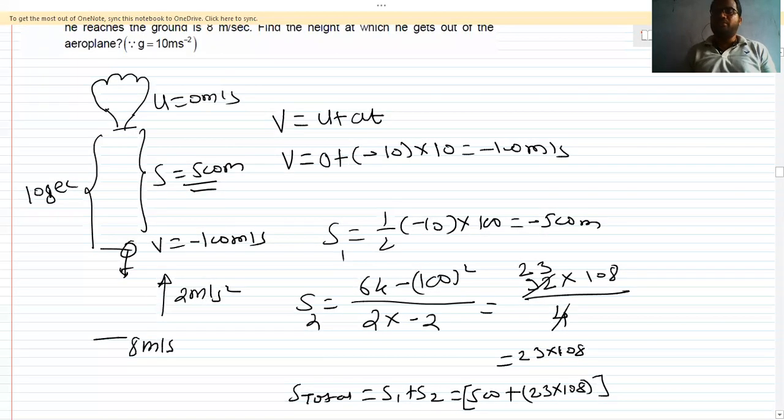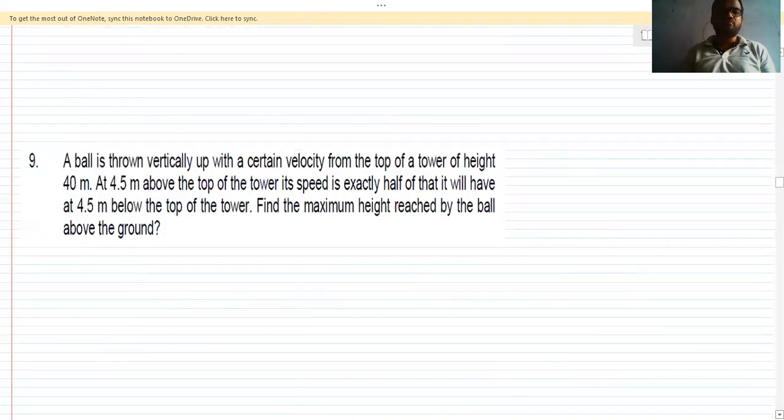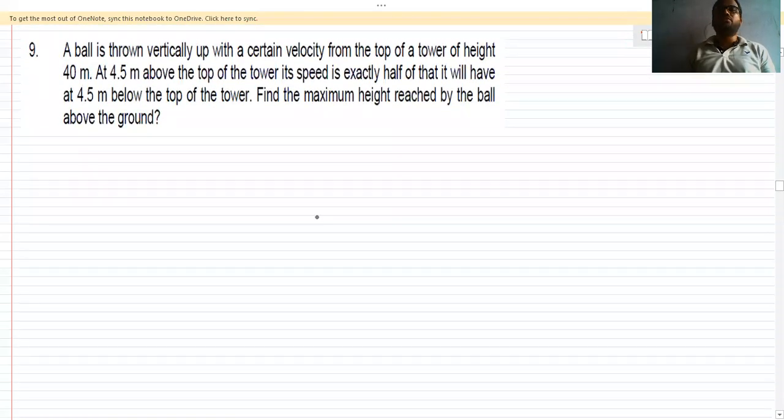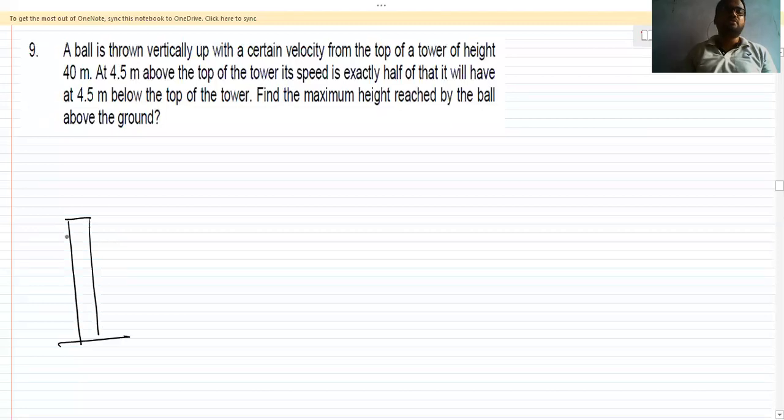So we have the ninth question. A ball is thrown vertically up with a certain velocity from the top of a tower of height 40 meter. At 4.5 meter above the top of the tower, its speed is exactly half of that it will have at 4.5 meter below the top of the tower. So find the maximum height reached by the ball from the ground. We want from the ground, what is the height?